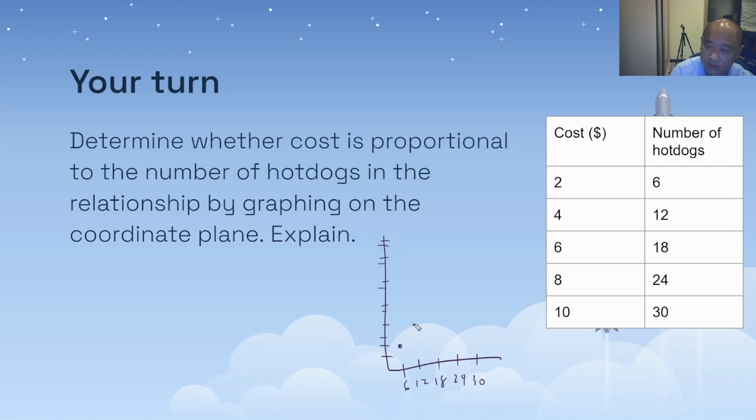And then the next one here, and then the next one here, and then the next one here, and the next one here. Okay, so it would look like this. So that is proportional, because when you've bought no hot dogs, it costs nothing. It's 0, 0. Okay.